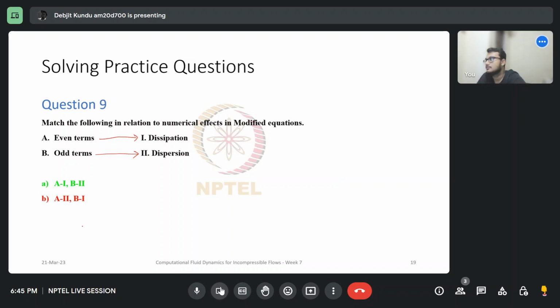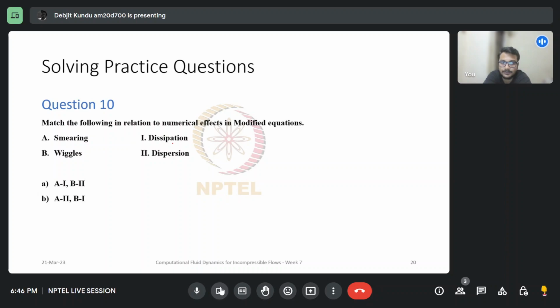So we will move on to the last question of today's session. Here also we were talking about numerical effects of the modified equation. Earlier we saw which terms cause dissipation and dispersion. Now we will see what the effects of them are. The column on the left hand side has two options, option A smearing and option B wiggles. So you have to match which of these are caused by dissipation or dispersion.